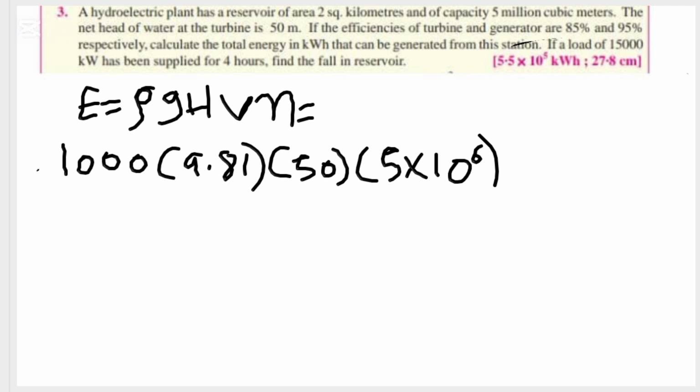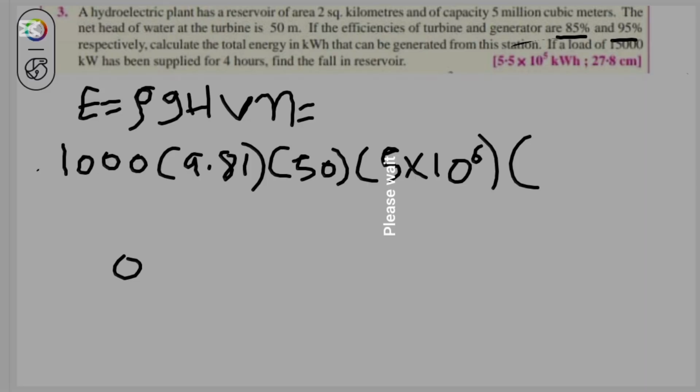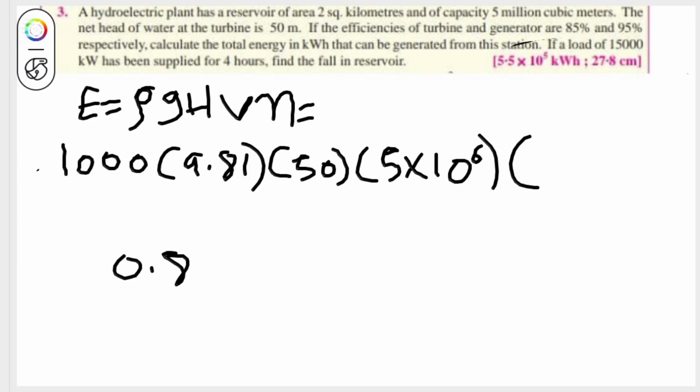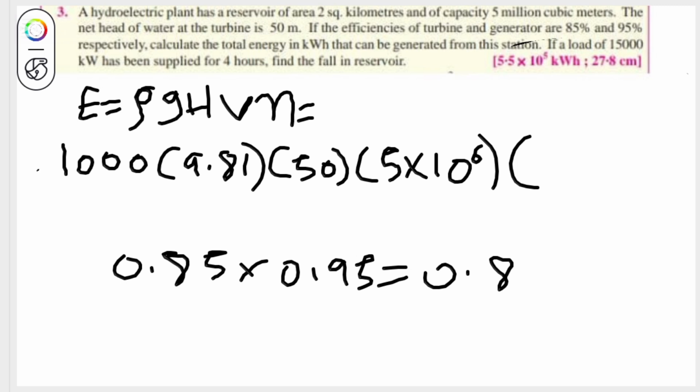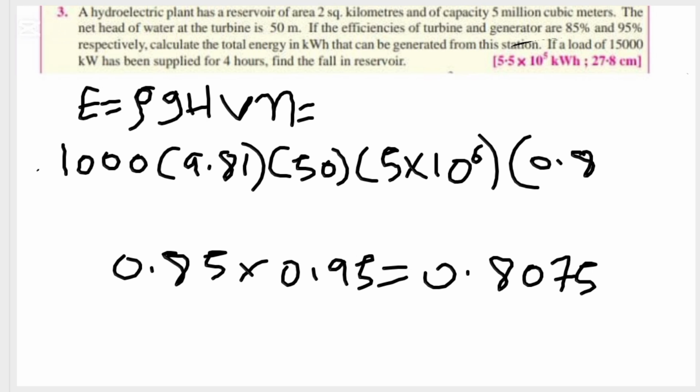So you have to take note, this is my height, and this is 5 million cubic meters. And I also have to multiply by the overall efficiency. My overall efficiency will be 85% and 95%, so I will say 0.85 multiplied by 0.95, and I get 0.80775.